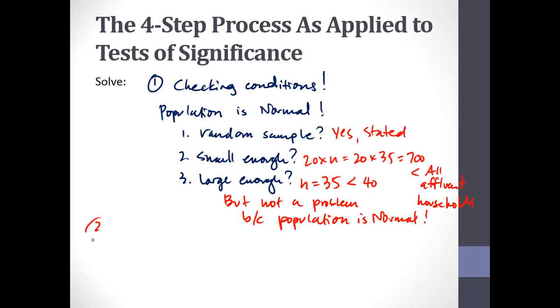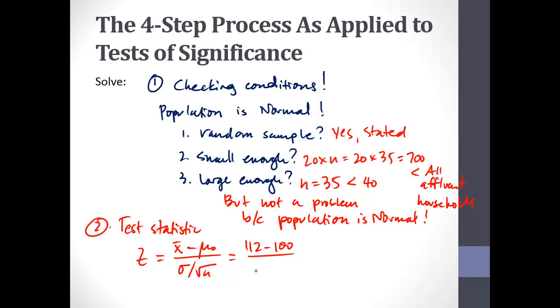So the next step here is to calculate our test statistic. Because our conditions checked out, we're okay to move on. z equals x bar minus mu 0 over sigma divided by the square root of n. We can fill that information in from what we picked out on the previous slide. So 112 minus 100 divided by 15 divided by the square root of 35, which is equal to 4.73.